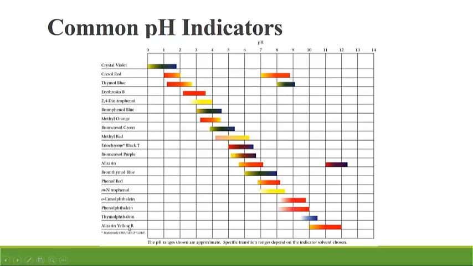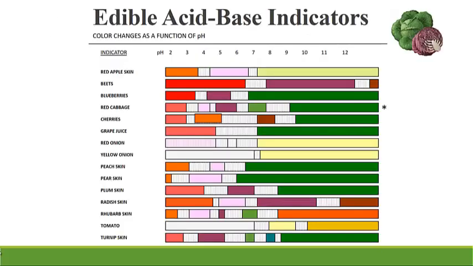Now we do have some called universal indicator, which is kind of what red cabbage juice is, and it'll work in a wide range of these, and it changes color throughout. But remember, the pH indicators give us a general idea of what the pH is, not an exact one. Here's some more natural ones. Apple skins will do it, beets, blueberries, a bunch of fruits and vegetables will give us these natural indicators.